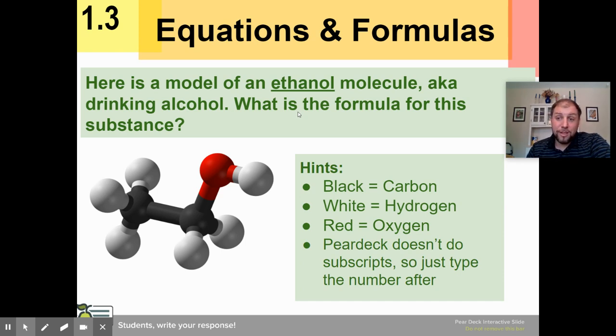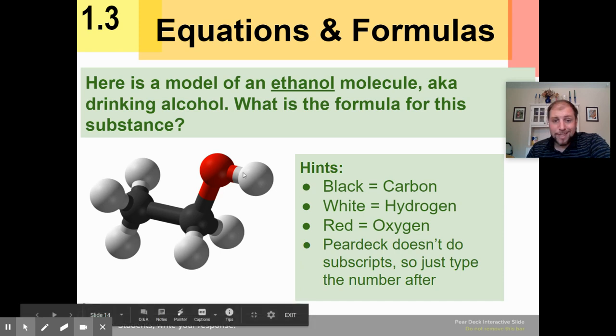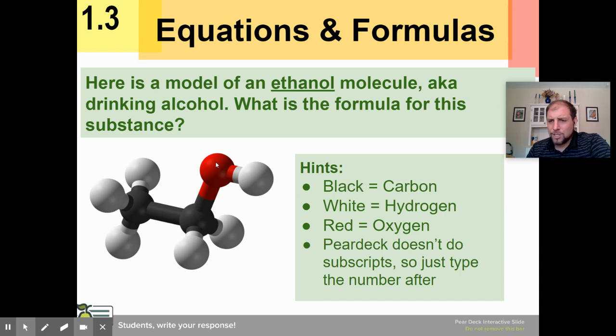Here's another one. Here's ethanol, aka drinking alcohol. Okay, what is the formula for this substance? Well, let's see here. There's 2 carbons, so C2. There is 6 white hydrogens, so H6, and there's 1 red oxygen, so O, not O1, although it's technically not wrong, just O. So C2H6O is the formula. Okay.